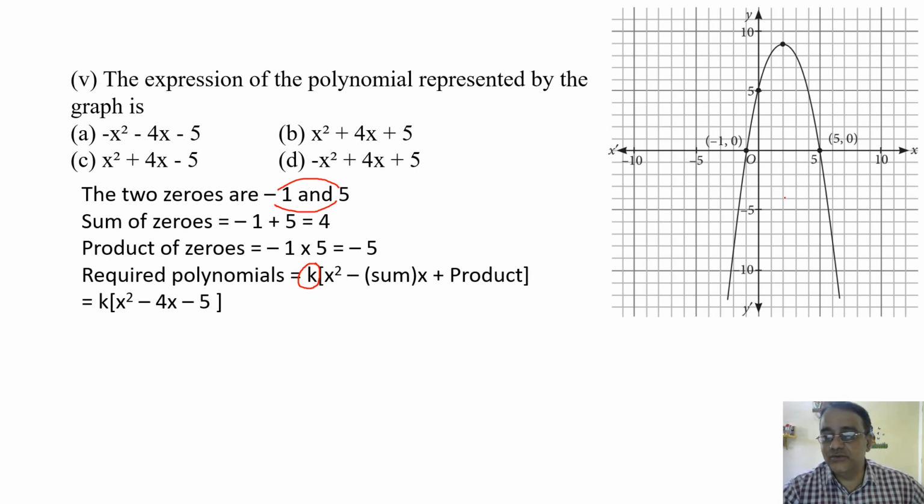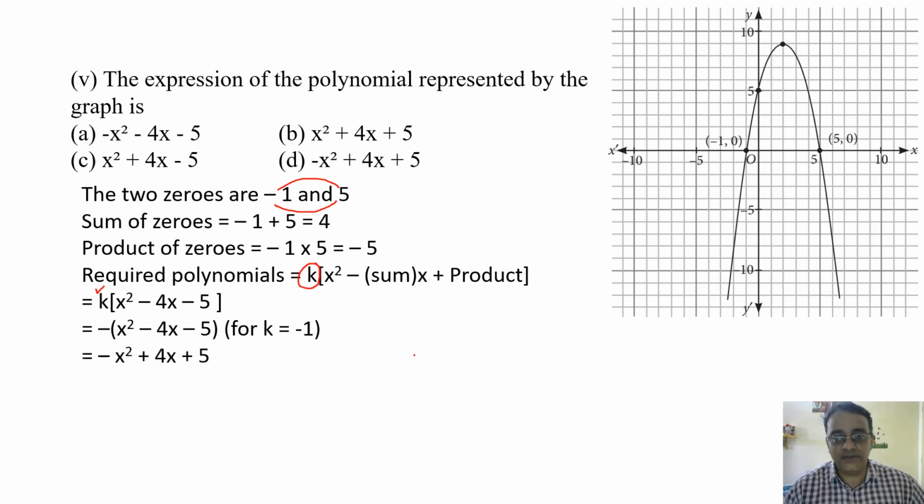Now this is a downward parabola, so we have to take k equal to minus 1. Right? So if you open the bracket, you will get minus x square plus 4x plus 5. So which option is the correct one? Option D, right. Is this question clear to everyone? Yes, sir. Why have I taken minus 1? This is clear? Yes, sir. If this were an upward parabola I would have left it as x square minus 4x minus 5, or written k equal to 1, right?